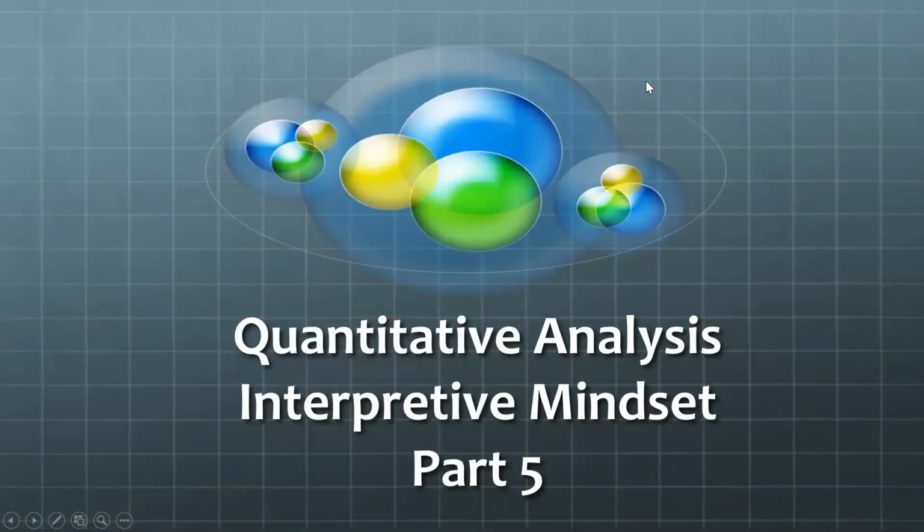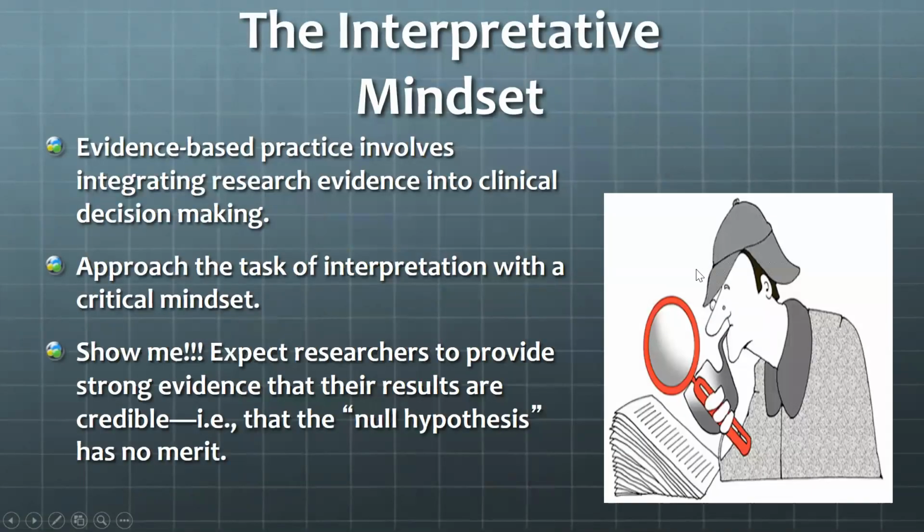All right, finally, part 5, quantitative analysis, having an interpretive mindset. When we have an interpretive mindset, what we're doing is thinking and integrating the research evidence that we see into our clinical decision-making mindset. This is really what we hope for you as a BSN graduate, that you will include what you're reading and finding in literature to apply to your own clinical decision making.